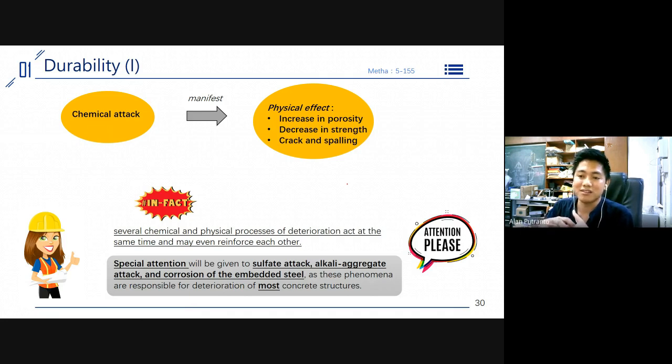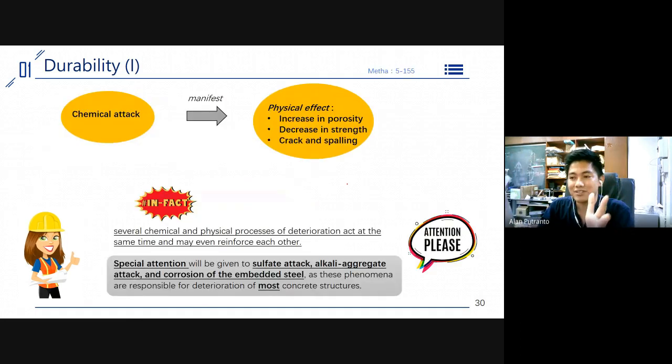Please pay attention to sulfate attack, alkali aggregate attack, and the corrosion of embedded steel, as all of these phenomena are responsible for the deterioration of most concrete structures.